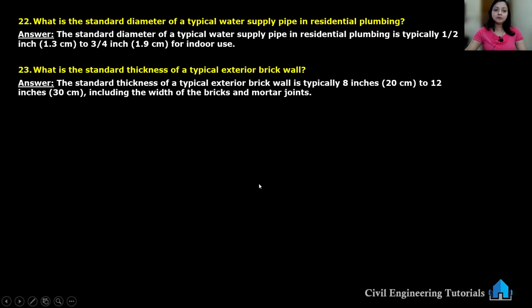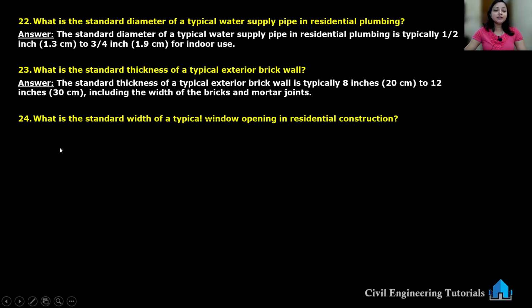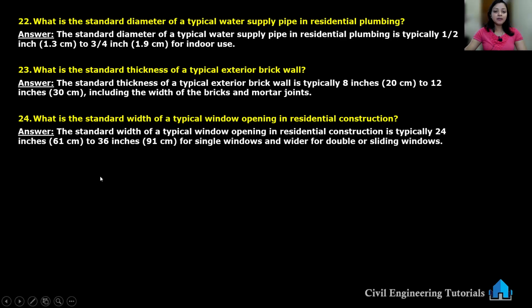Okay. Next, what is the standard width of a typical window opening in residential construction? So the answer is the standard width of a typical window opening in residential construction is typically 24 inches, that is 61 centimeter, to 36 inches, means 91 centimeters, for single windows and wider for double or sliding windows.